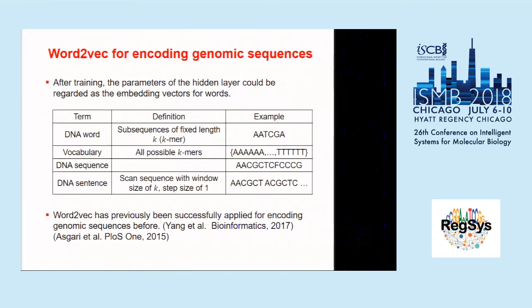Word2Vec has previously been used for similar tasks. For example, last year we developed a model using Word2Vec to encode genomic sequences and to predict promoter-enhancer interactions, and this work is published in Bioinformatics. And there are other works that use Word2Vec to encode protein sequences, such as this one in PLOS ONE.